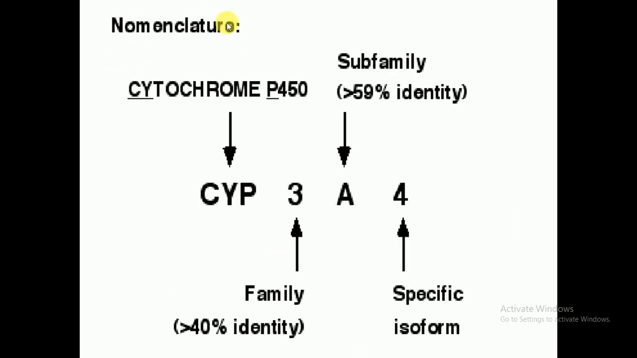Now come to the nomenclature of the Cytochrome P450 system. CYP, then 3 is the family, which indicates greater than 40% identity, while capital A is the subfamily, which indicates greater than 59% identity, and 4 is the specific isoform, the gene. Iso means same and form means shape or structure. So for example, two protein molecules have a similar shape.